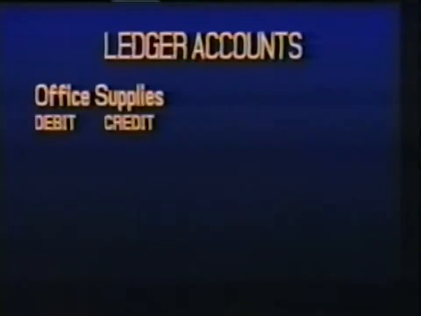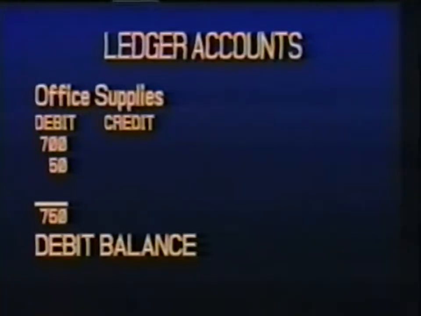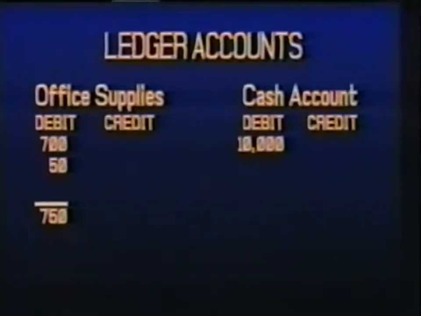The office supply account in the ledger shows a $700 debit balance. By posting the $50 debit to this account, we've increased the debit balance to $750. The ledger also shows that our cash account has a $10,000 debit balance. By crediting the $50 payment to this account, we'll decrease the cash debit balance to $9,950.